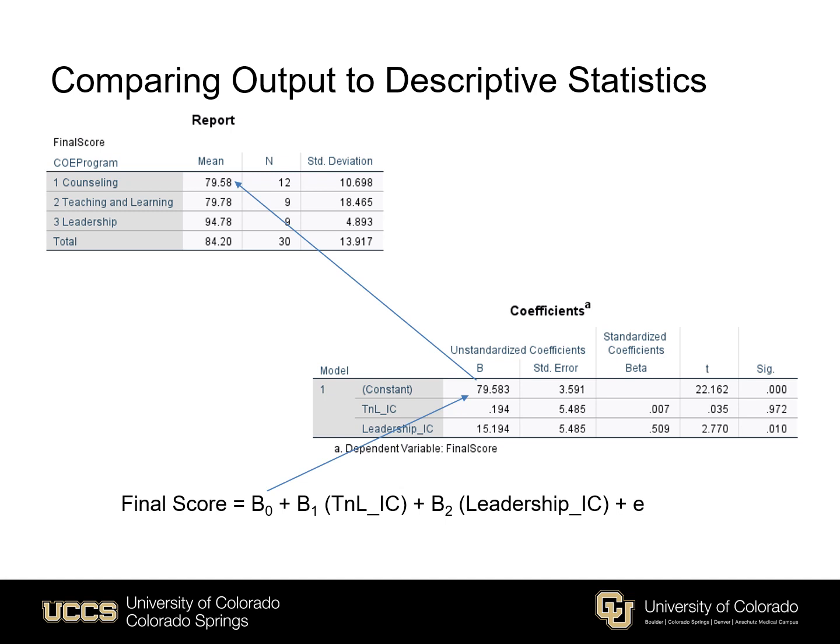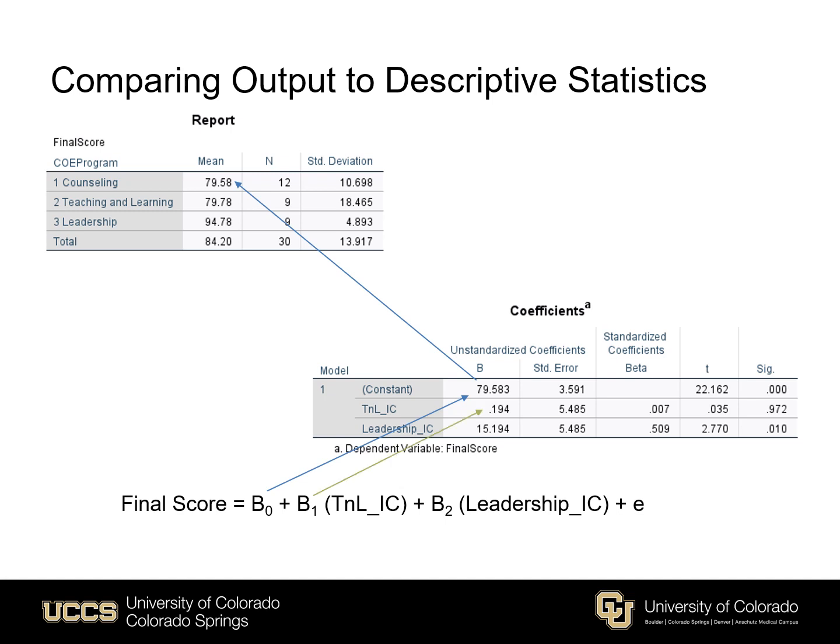So this is consistent with our interpretation that when you run a model with indicator codes, the intercept estimate is an estimate of the mean dependent variable for the group that is a 0 on all independent variables. So if you're in counseling, you have a 0 on the TNL variable and a 0 on the leadership variable. So you're 0 on everything. That says to me that the intercept must be the mean of the counseling program. And as you can see from these estimates, it's nearly spot on.